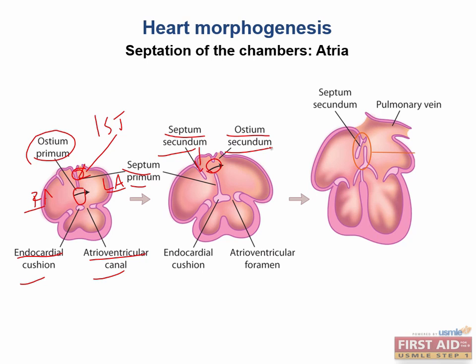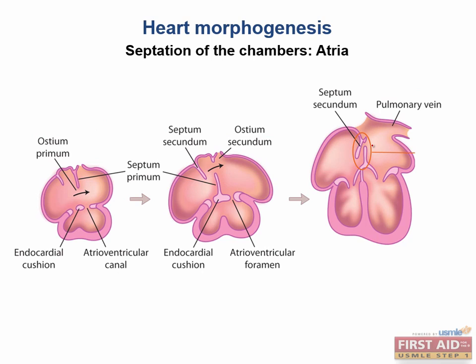Now notice here in this third image that the septum secundum is hanging to the right of the septum primum. Now the way the septum secundum sits over the foramen secundum makes the foramen secundum now look oval in shape, which is why they named the foramen secundum the foramen ovale after the septum secundum has fully developed.